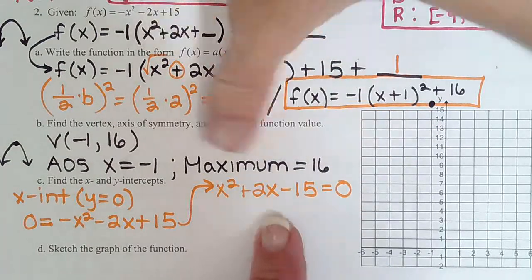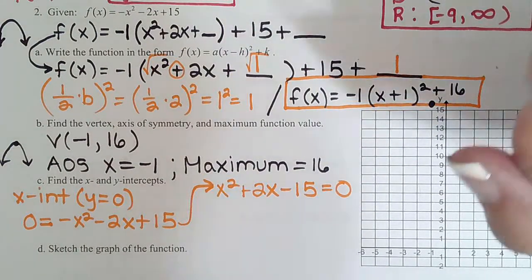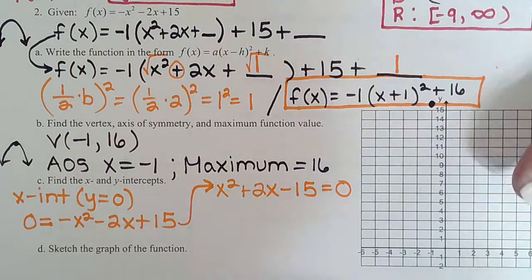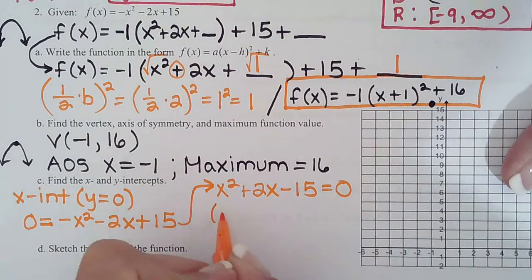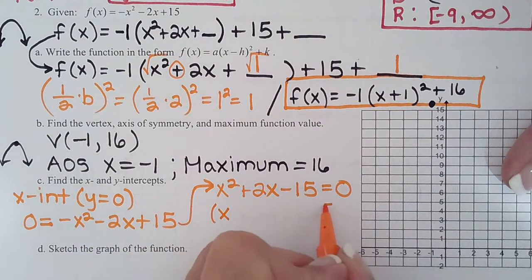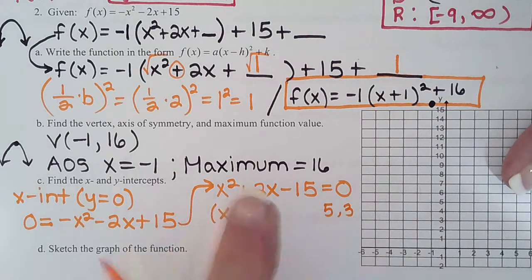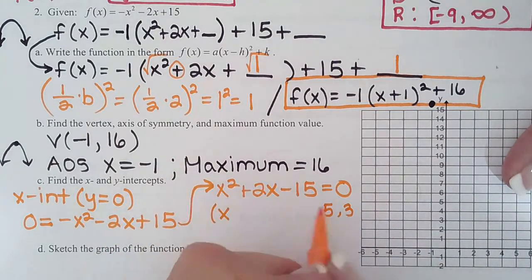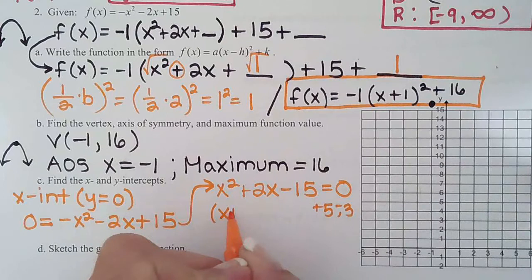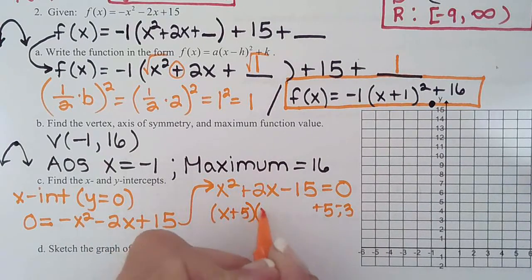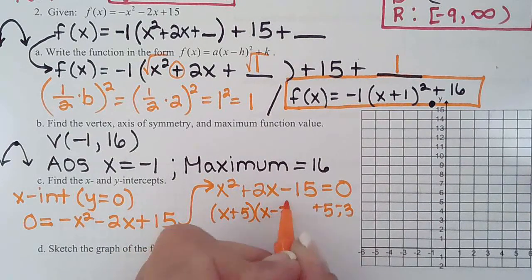So now I just have my normal little problem. So factors of 15 that subtract to 2 are 5 and 3, different, largest plus, and then just add them and make sure, is 5 minus 3 positive 2? Yep. So x plus 5, x minus 3 equals 0.